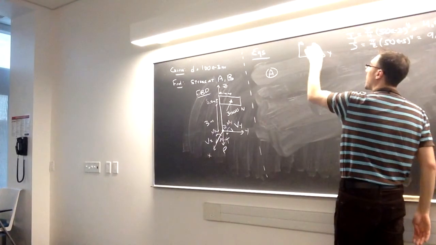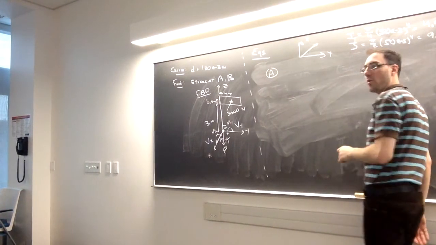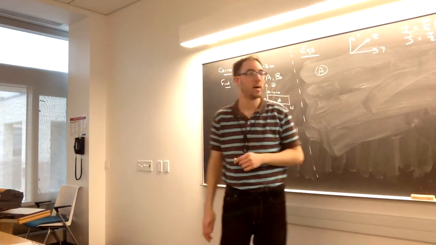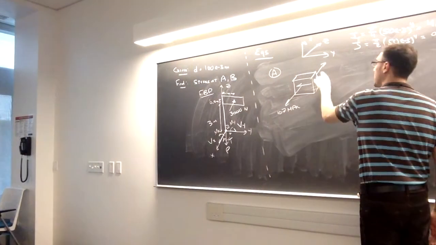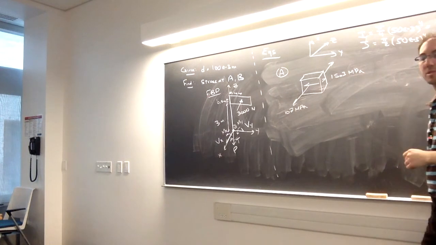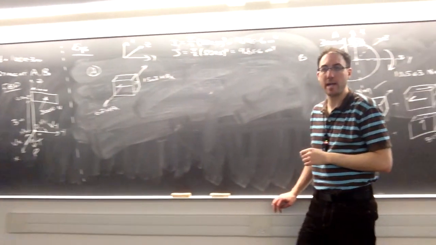So putting it all together now, I can draw my total state of stress, and I'll redraw my coordinate system here that I'm aligned with. And the shear stress is 15.3. So that's my complete state of stress for point A.